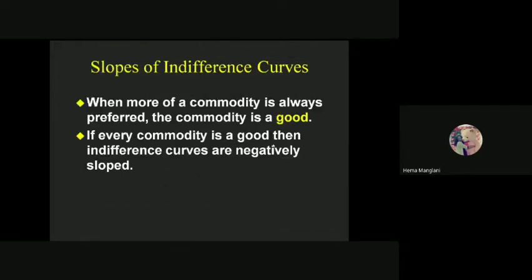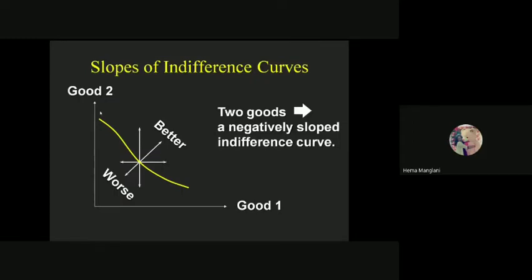The slope of the indifference curve, we know, is another characteristic of the indifference curve, and that is what the marginal rate of substitution should be, a declining one. See here, the definition of indifference curve is supported by this. This is good 2 and this is good 1. So both of the goods are following the characteristics of a good commodity. So here we have this indifference curve, which is downward sloping, and this downward sloping curve is also following a declining marginal rate of substitution.